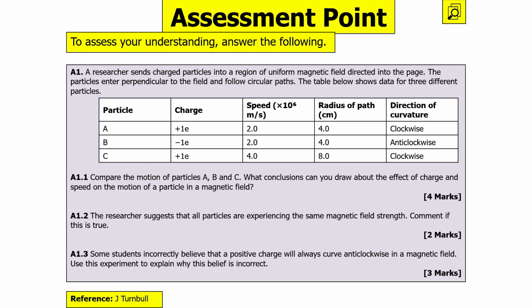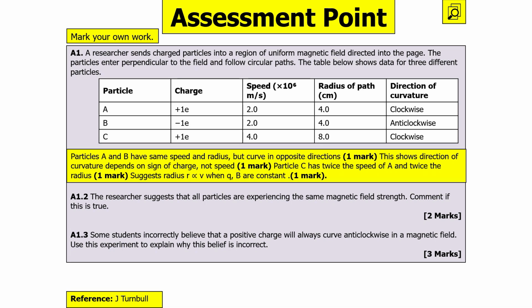The researcher suggests that all particles are experiencing the same magnetic field strength. Comment if this is true. Some students incorrectly believe that a positive charge will always curve anti-clockwise in a magnetic field. Use this experiment to explain why this belief is incorrect. So pause the video now and then unpause the video when you want to go through your answer.